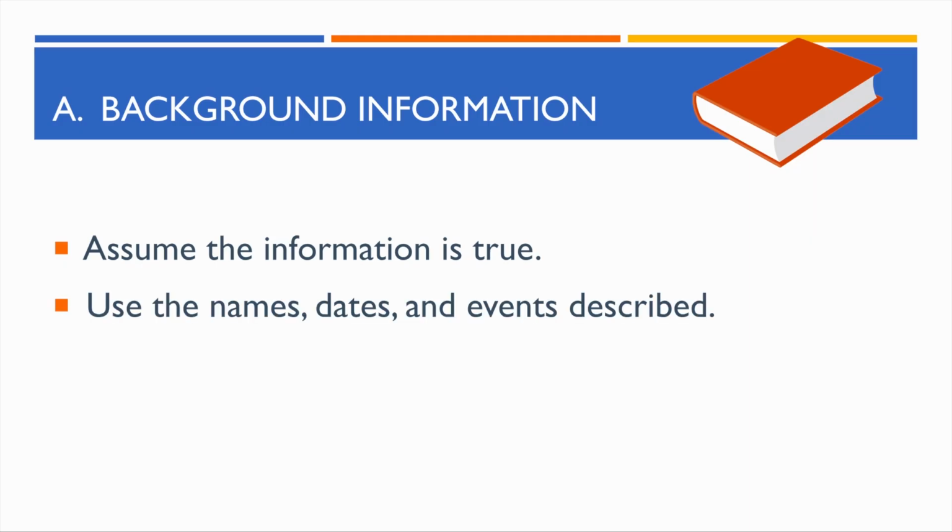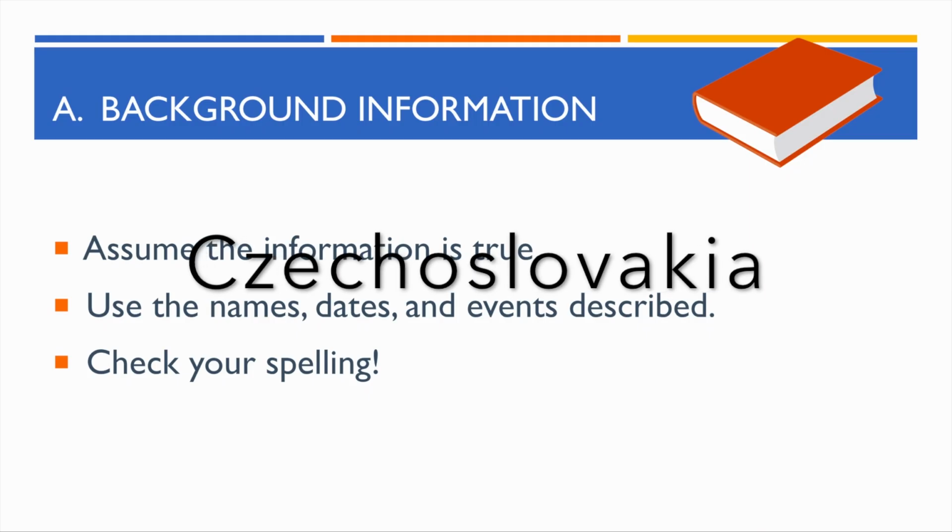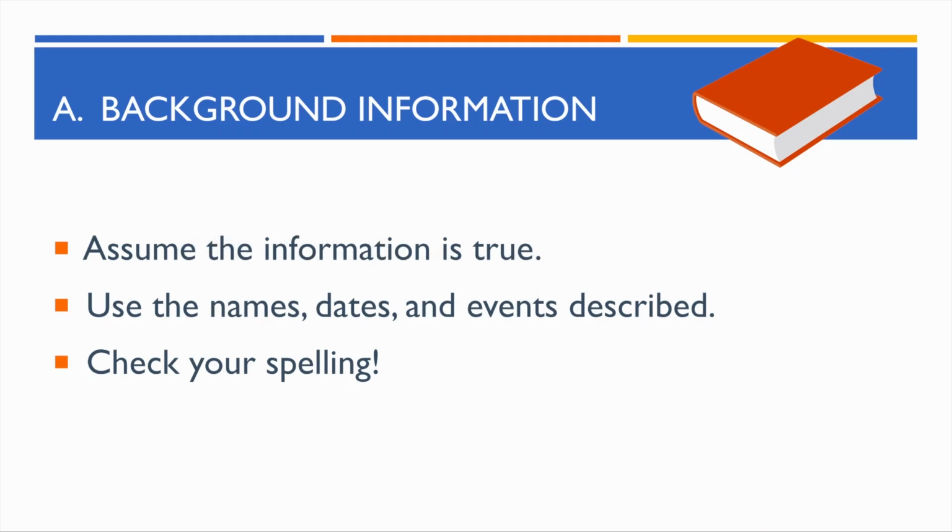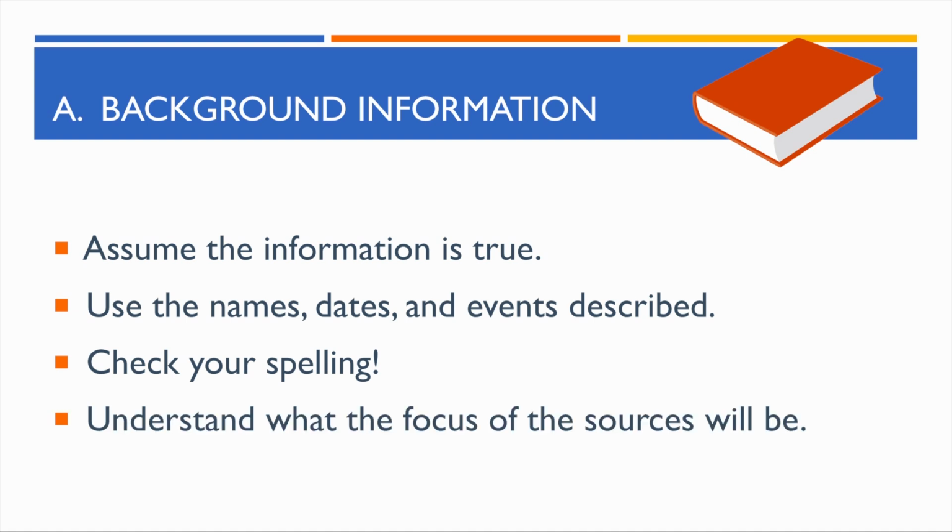Second, use things like the names and the dates and events described in the background information in order to fill out the answers to the questions. Check your spelling. For example, let's say the topic is on Czechoslovakia. That's a hard word to spell, but in the background information, you'll have the correct spelling given to you. So throughout your answers, you can always use those difficult names, dates, and places in order to verify the information. And then finally, the background information is going to tell you what the focus of the sources is.